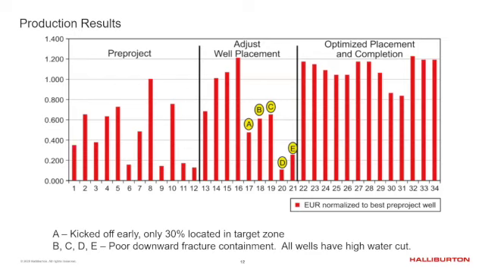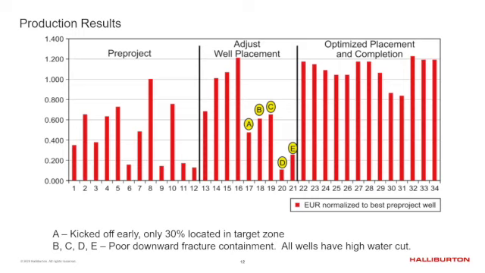So adjusted well placement. Those 5 wells there with the yellow eggs over top of them, we have reasons for that. One was we kicked off early, we only hit a third, and then we got playing and getting close to the Ellenberger, and we watered some wells out. So we got too close to the water.